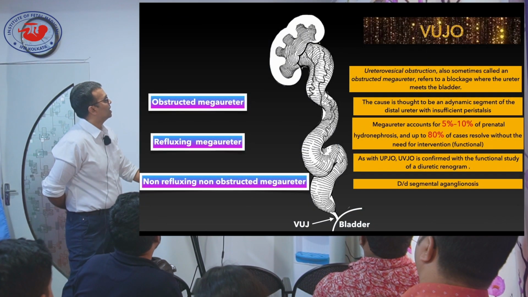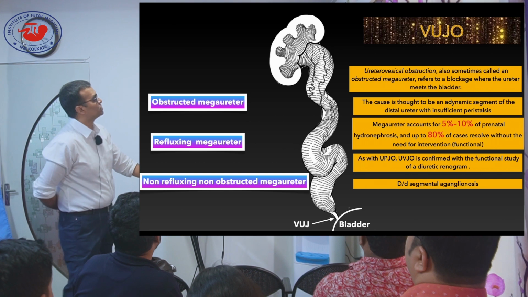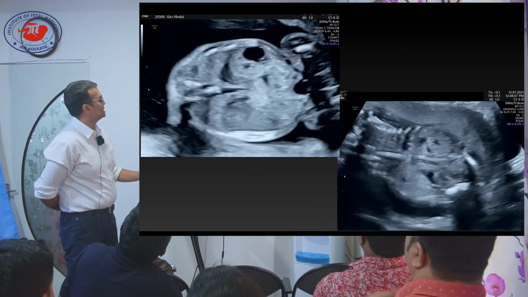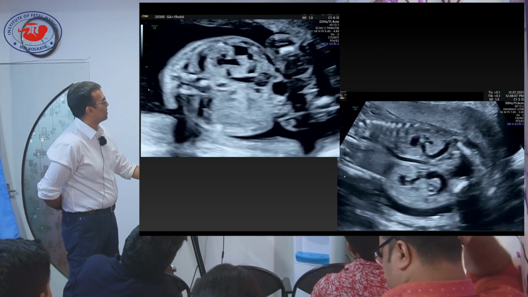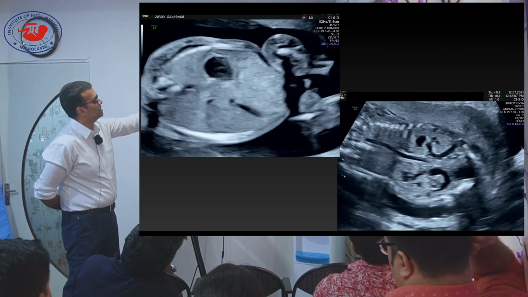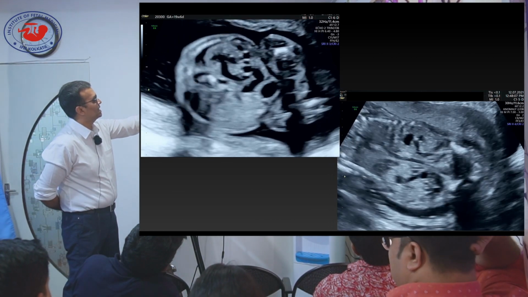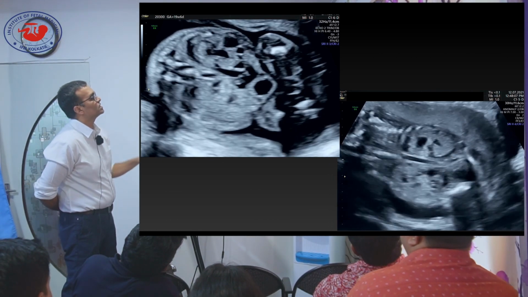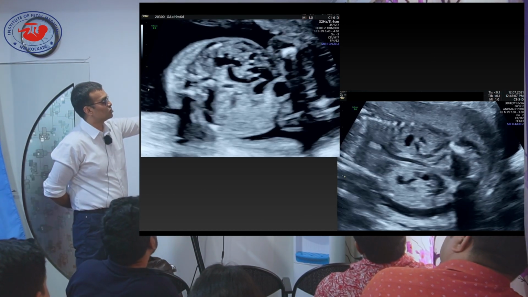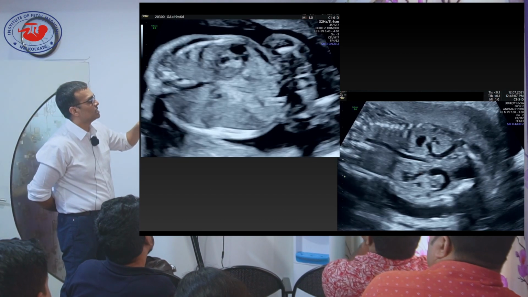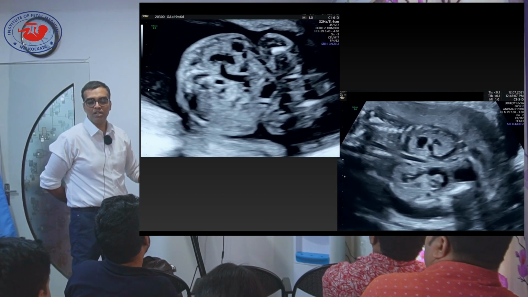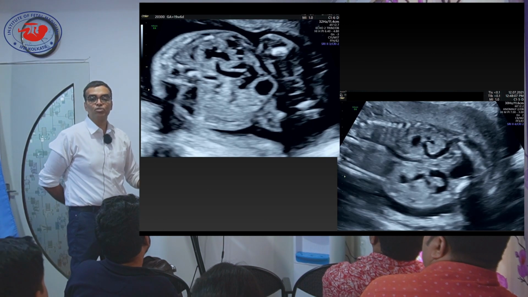Then coming on to the VUJ obstruction. VUJ obstruction is just obstruction at the level of the vesico-ureteric junction. Now I will show you the picture. Can you see the ureters there? Just like a snake. So these are ureters. If you are seeing a dilated collecting system with ureters also prominent, then you should suspect obstruction at the level of the VUJ, or it may be just vesico-ureteric reflux also.